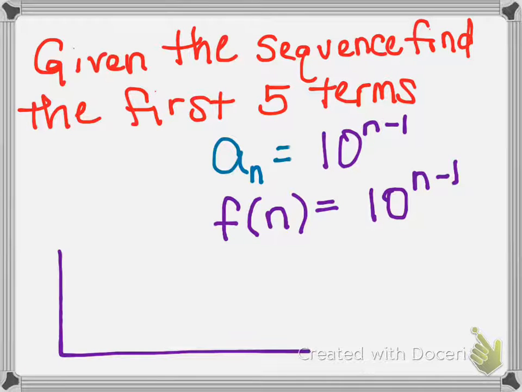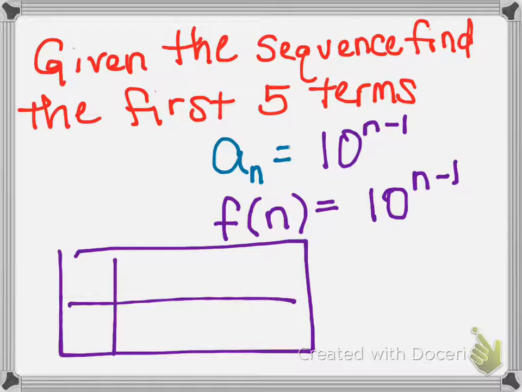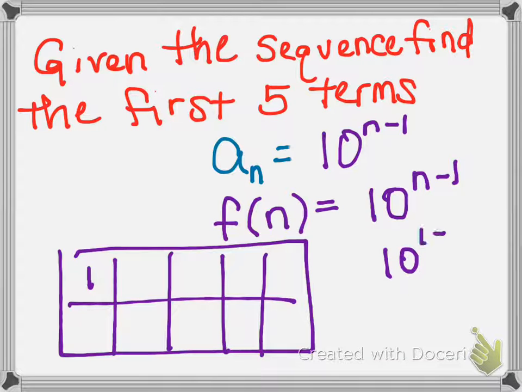So I'm going to make a table here. And I'm going to plug in 1 through 5, and we'll see what happens. All right, so I'm going to plug in 1, and if I do 1, I've got 10 to the power of 1 minus 1. And I'm going to see if I can just make this a little bit organized. So I'm going to plug in 1, f of 1. Is 10 to the power of 1 minus 1? Well, that's just 10 to the power of 0. So that's just 1.